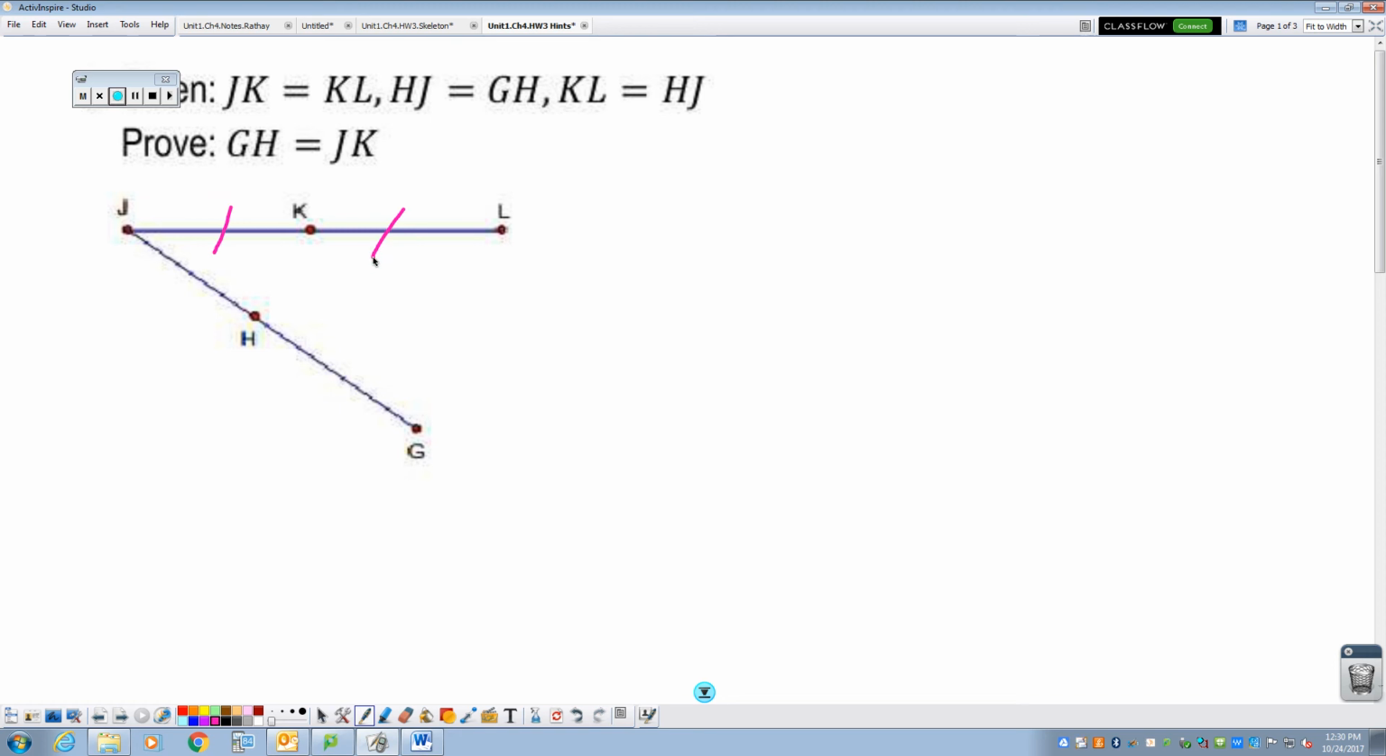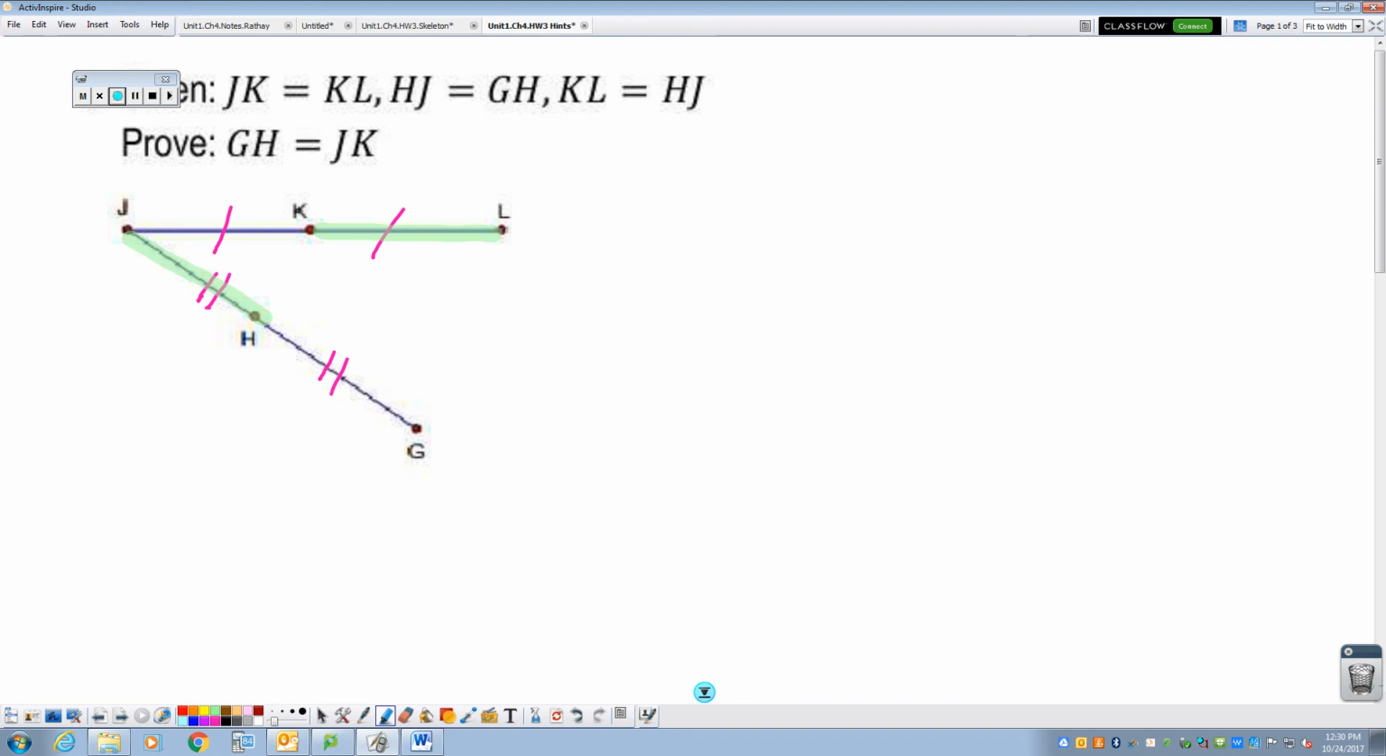I also know that HJ is equal to GH. Now I switched to a different marking because right now we don't know that they're equal to each other. And then my last given tells me that KL is equal to HJ. So it tells me that this piece is equal to this piece, which does get me to the fact that all of these segments are in fact equal to each other.